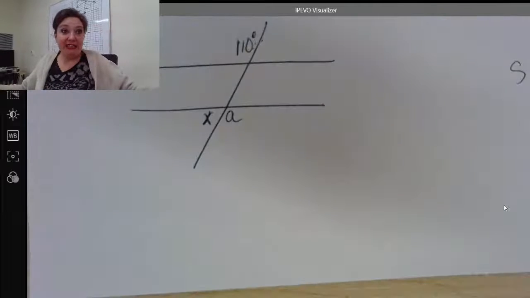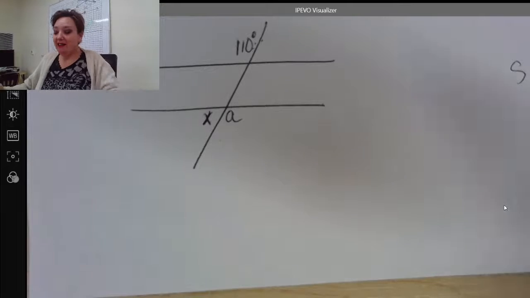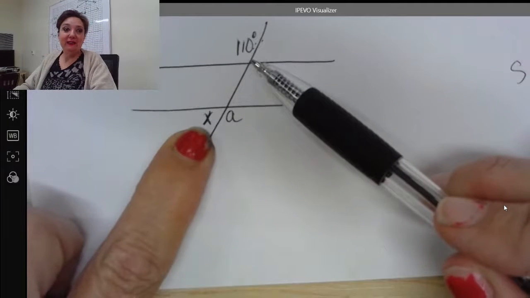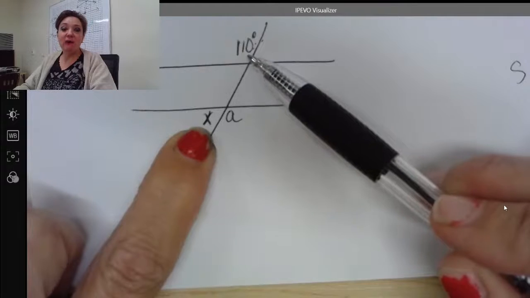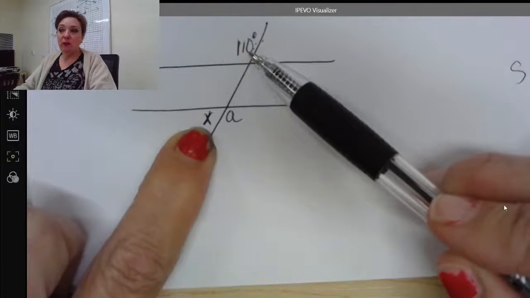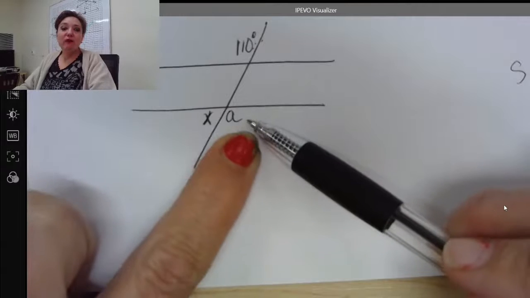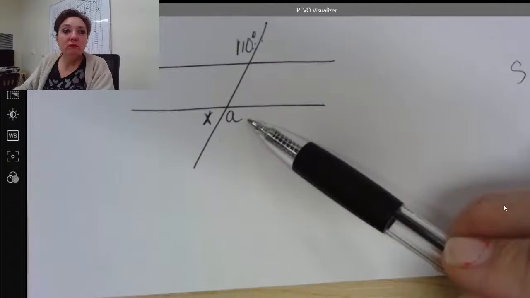Okay. If I did, I'm sorry. If I didn't, I'm crazy. Okay? They are what? Let's just repeat it. Same side, exterior, and that makes them supplementary. Right? What if I'm asking you to find A?